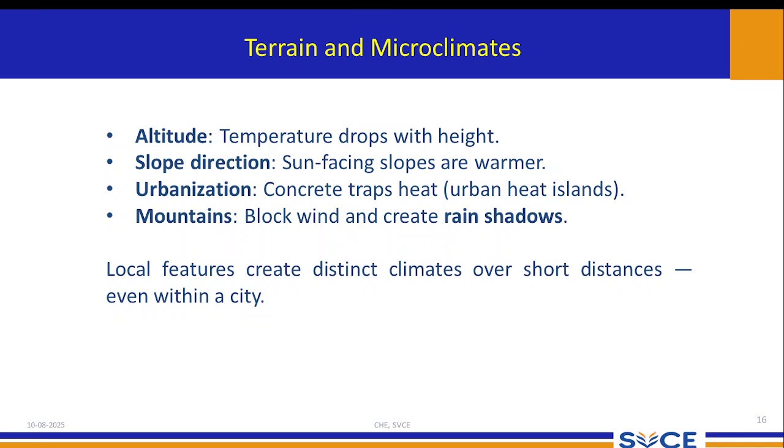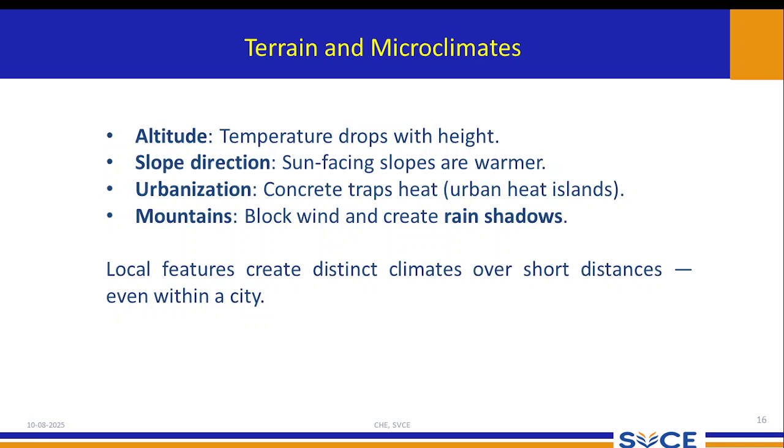Mountains block wind and create rain shadows. When the wind flows, the mountains block it and create rain shadows. You need to understand that the earth's crust is not an even plane. Higher altitude and urbanization are human-made activity; slope direction is natural, and mountains are also natural. So all of this is responsible for the climate change.